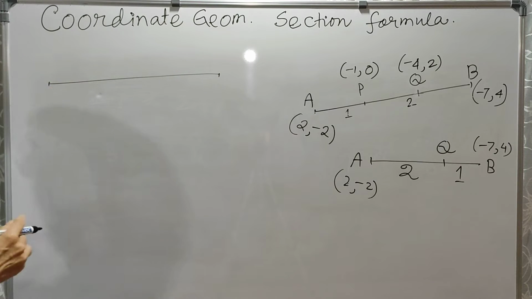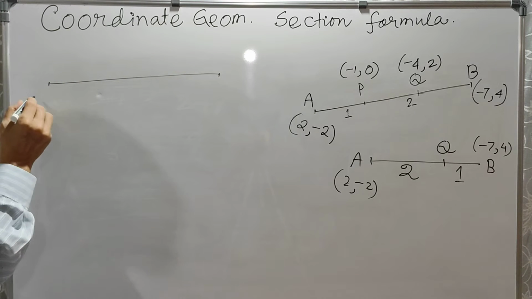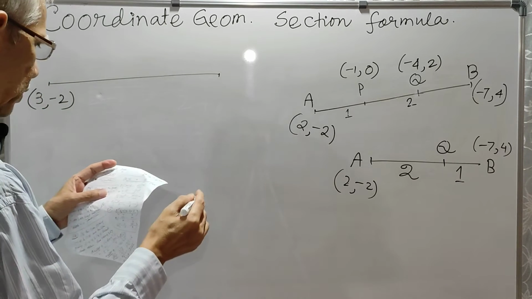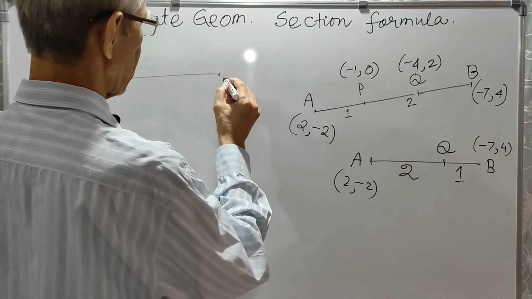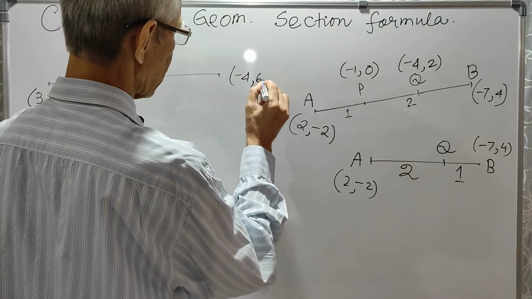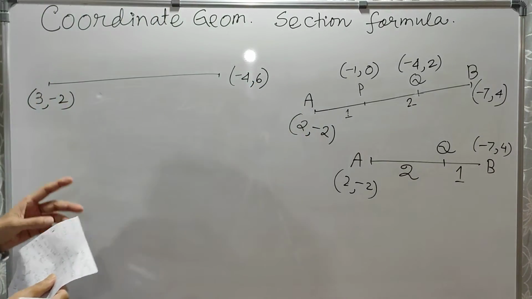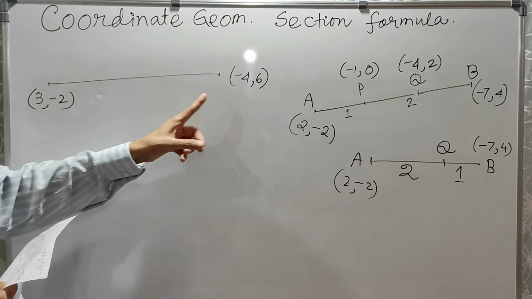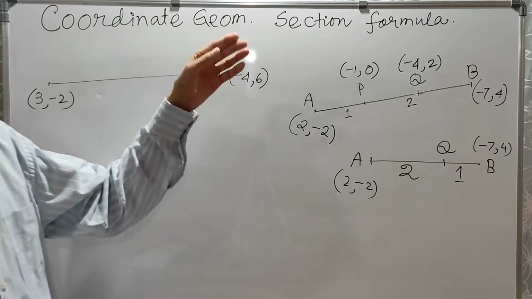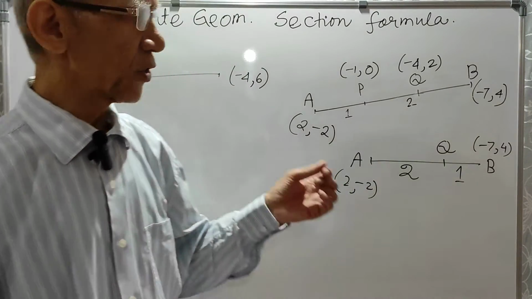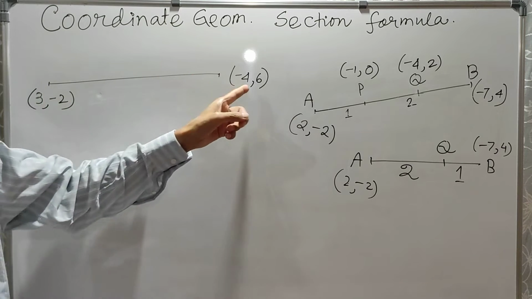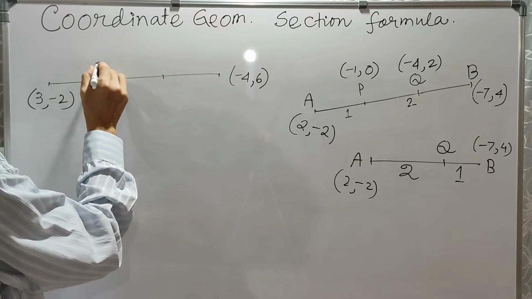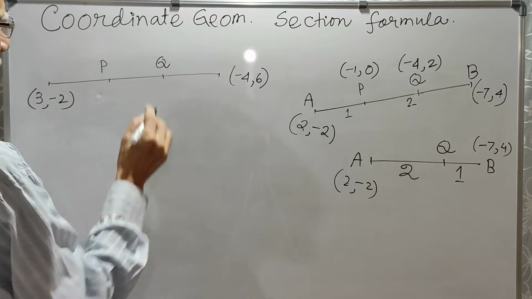So this is the line joining the 2 points, 3, minus 2 and minus 4, 6. So the question was like before: find the points of trisection of this line joining these 2 points. Suppose again the points of trisection are P and Q.